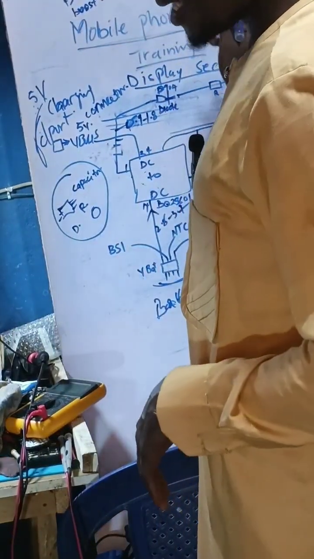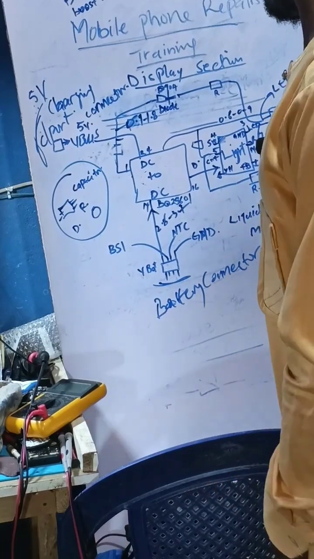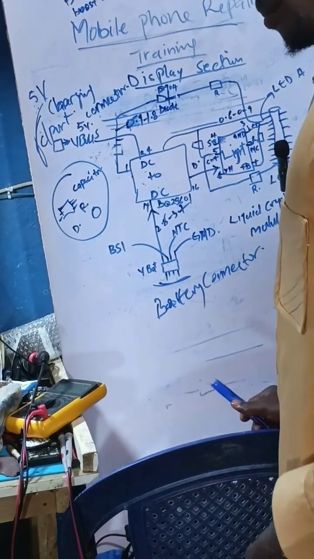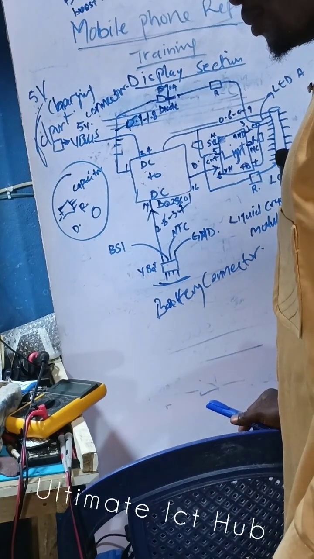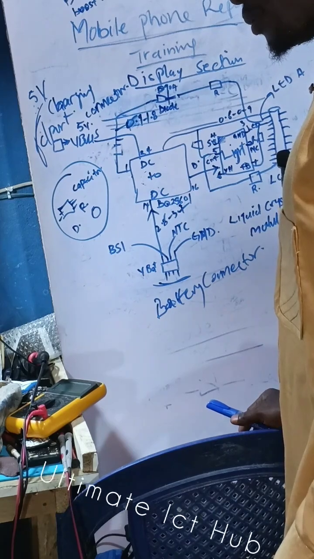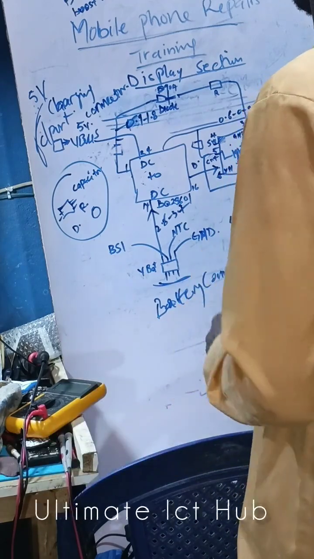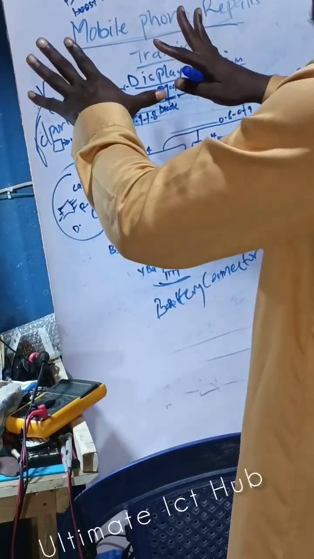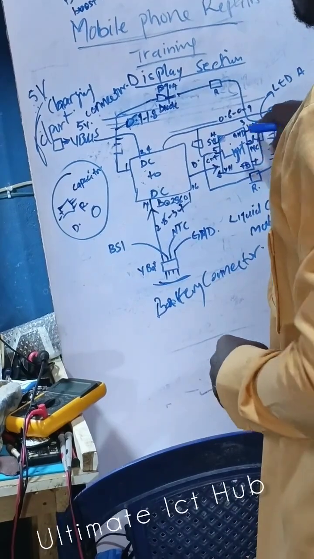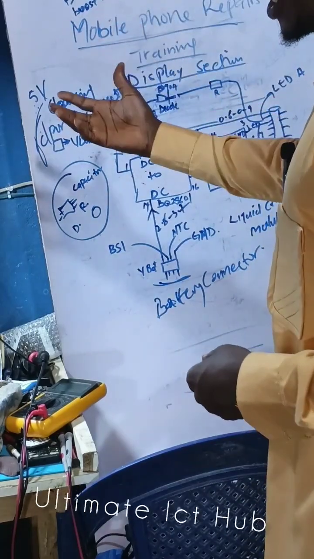So if the lead, yes, light emitting diode, if the lead A is to give us light, the lead B is to give us boost, makes us to see it perfectly.